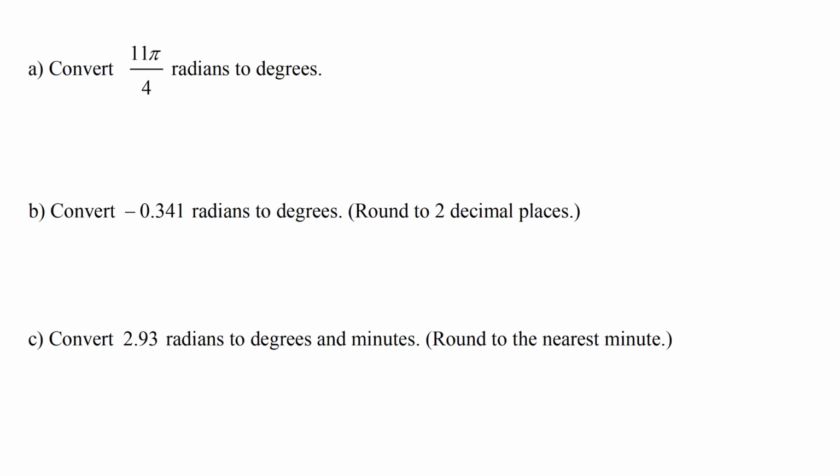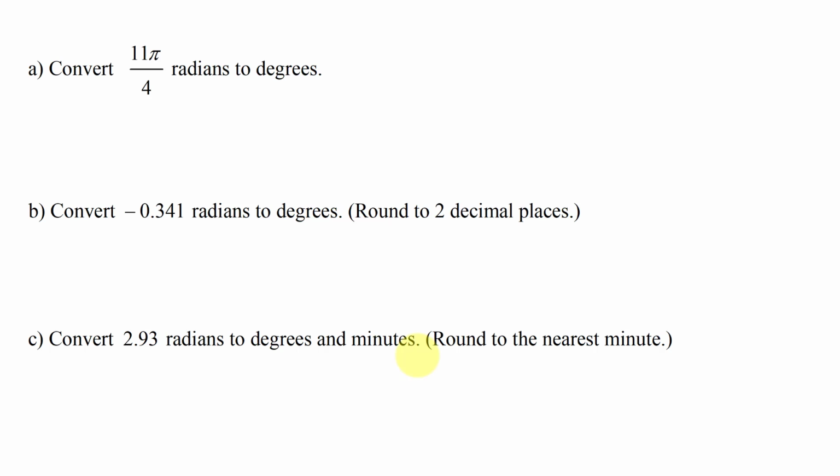In this example, I'm given 3 different angles in radians. I need to convert 2 of them to degrees and the last one to degrees and minutes. Well, what is the conversion factor that allows us to convert from radians to degrees?